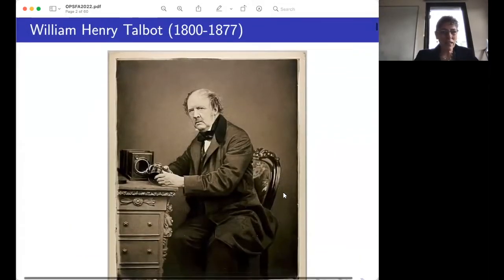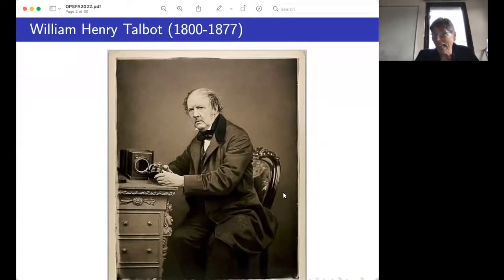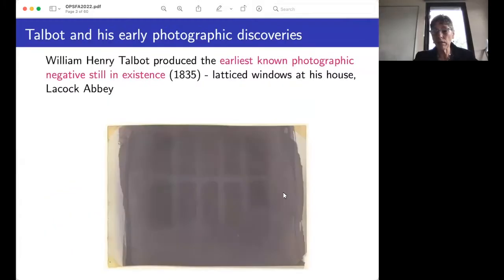Why Talbot effect? This is the man from whom the effect takes the name. He was a pioneer photographer, also a sort of polymath, an engineer, but also a pioneer photographer, who in fact was one of the first to develop photographic negatives. And the earliest known we still have in existence is one of his, of lattice windows at his house. That's not quite the earliest known, but it's one of his photographic negatives.